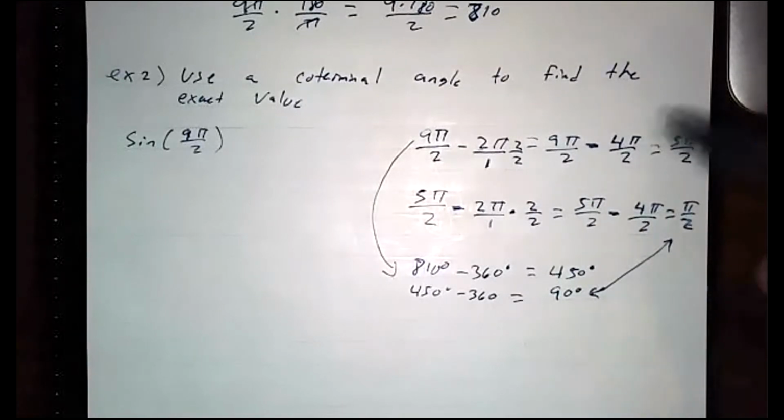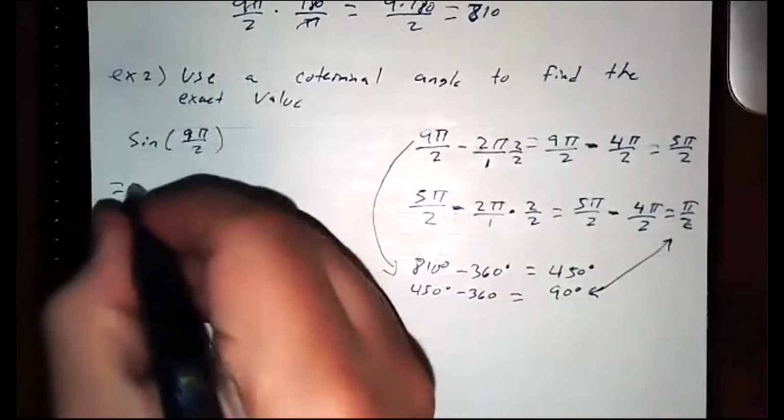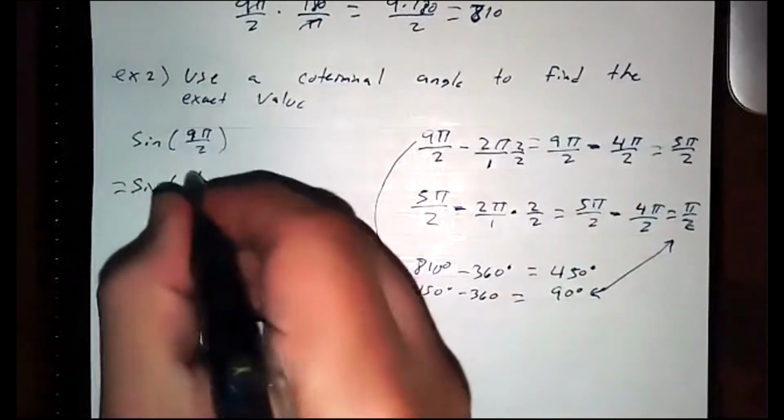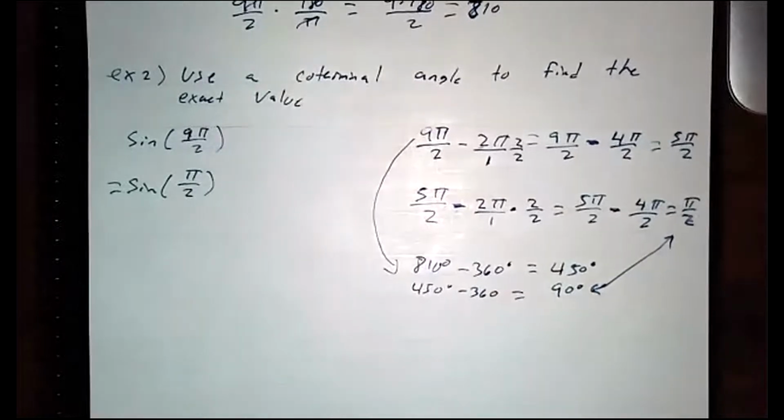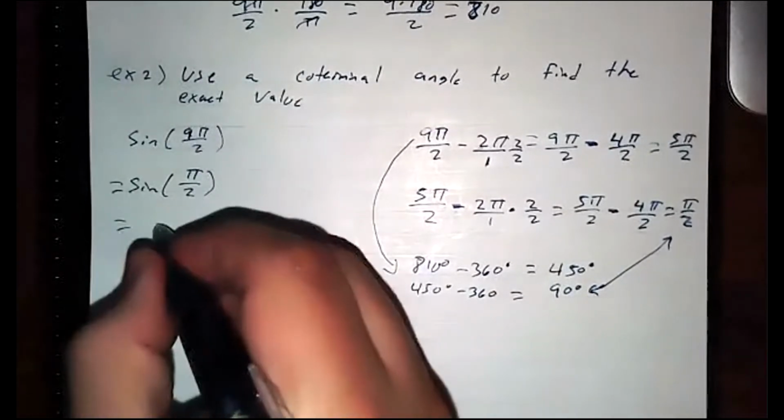And this is all the same concept. It's just that one has fractions and one doesn't. So once you change it, just find what is sine of pi over 2, or if you prefer, sine of 90. That would give you 1.